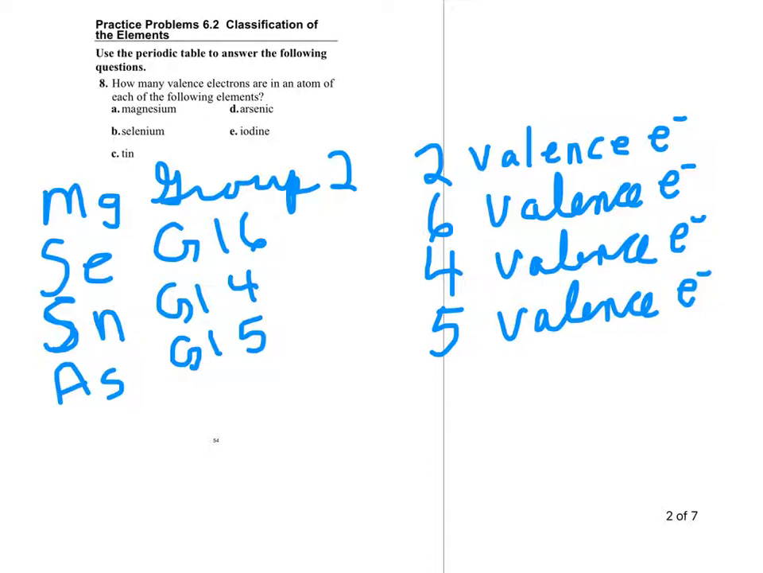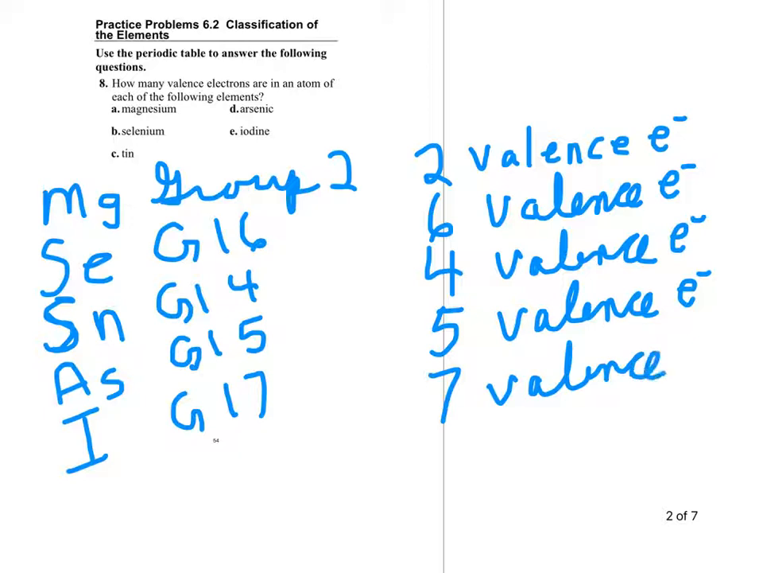And then we have iodine, I, one of our halogens. You must remember the special names for these groups. In group 17, the halogens have 7 valence electrons. So it's very important to remember the number of valence electrons within each group.